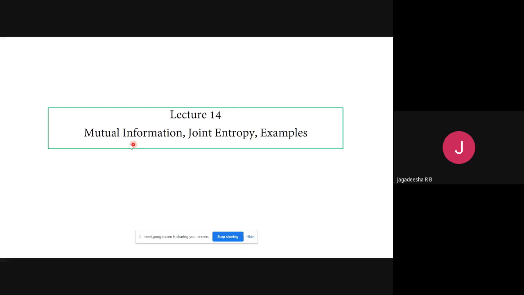Already we have studied the details regarding mutual information when you have two random variables that represent random sources. And also we have studied joint entropy. We will be revisiting that quickly, and then we will try to solve some examples from that.